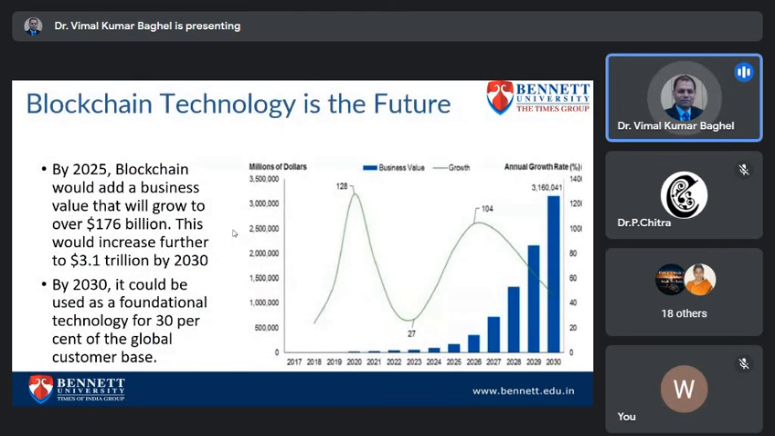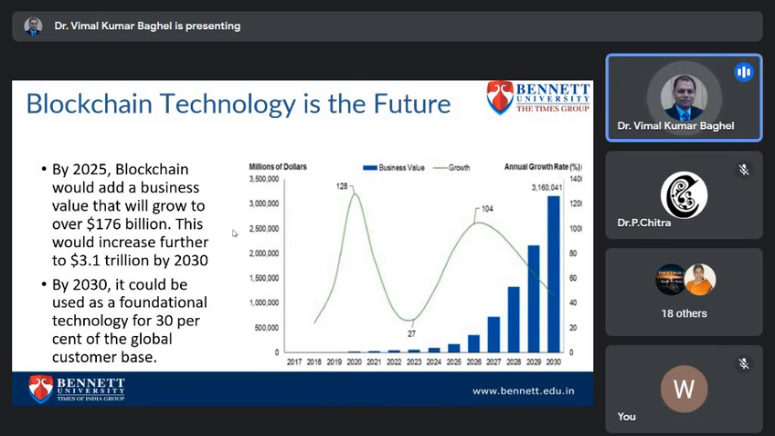So yes, blockchain technology is the future now. As you see here, by 2025, blockchain will add business value that will grow to over $176 billion. This would increase further to $3.1 trillion by 2030. You can see how the blockchain business will be growing over the years. This is a forecast given by different reports from Gartner and from trusted surveyors.